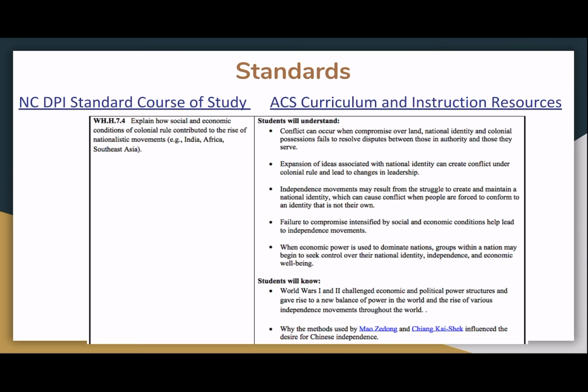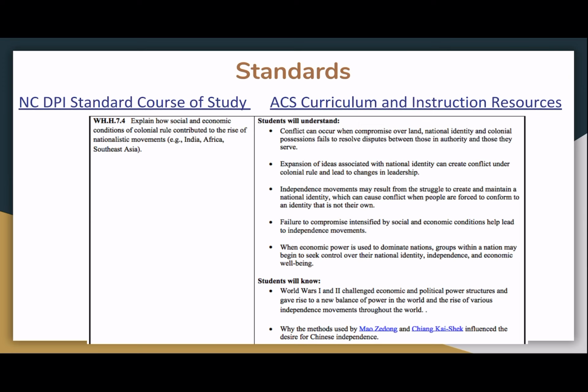In fact, what's in front of us here is an example of an unpacking document. This one is for world history, and it's looking at standard 7.4. If you take it at its surface level, it's a really big idea, how social and economic conditions inspire basically nationalism. That's a really big foundational idea. That's a really big forest. You could get lost in that very easily.